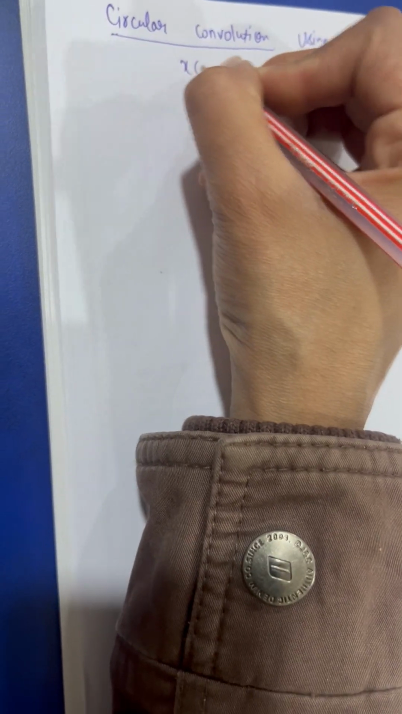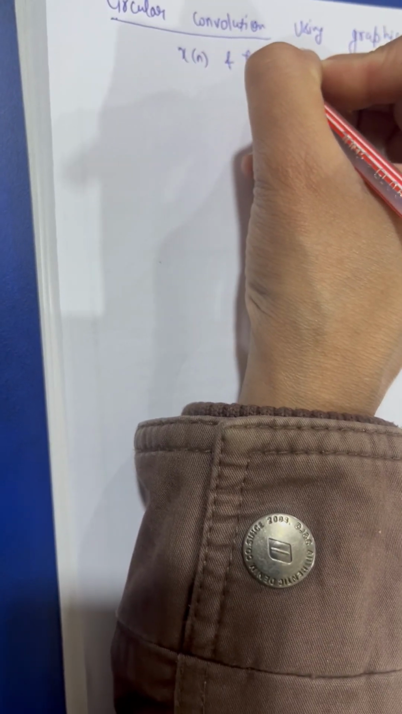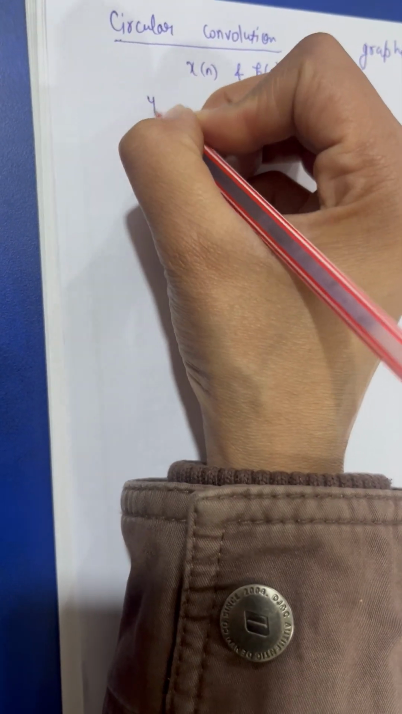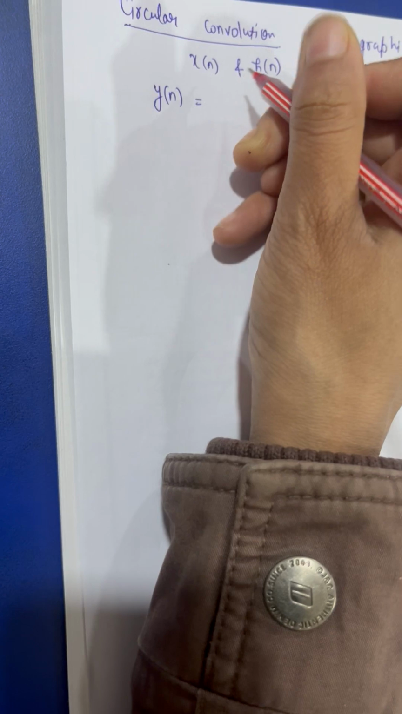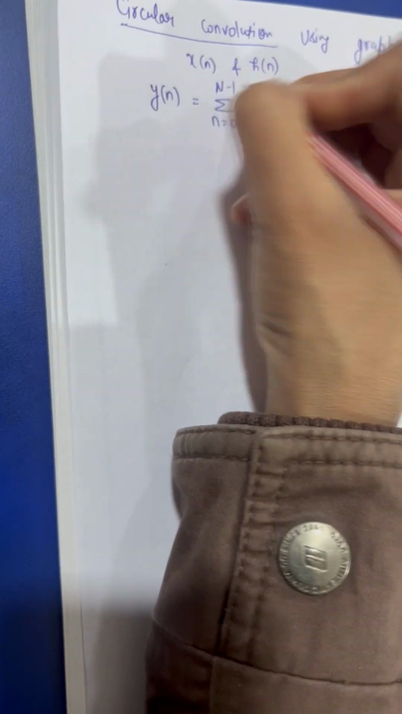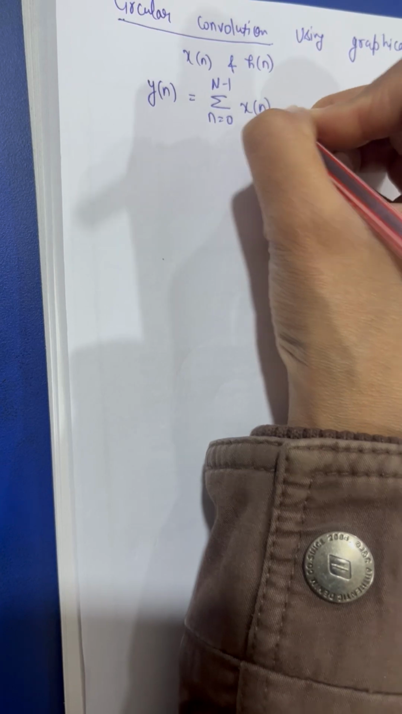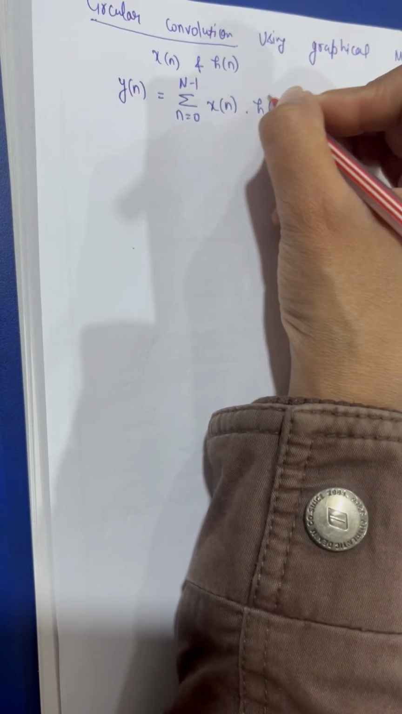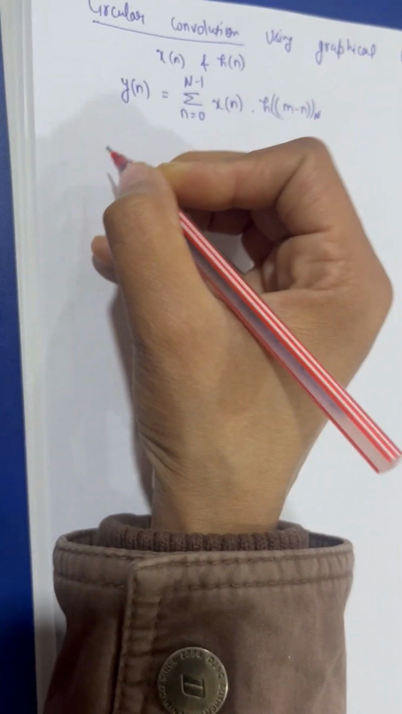Let x(n) and h(n) be two input signals, and circular convolution is given by y(n) equal to summation n equal to 0 to capital N minus 1 x(n) into h of (m minus n) modulo N.